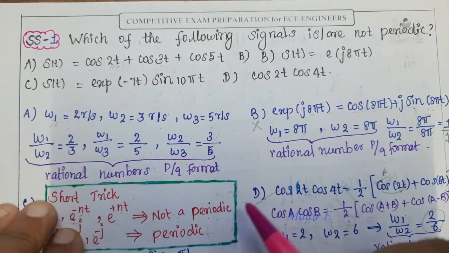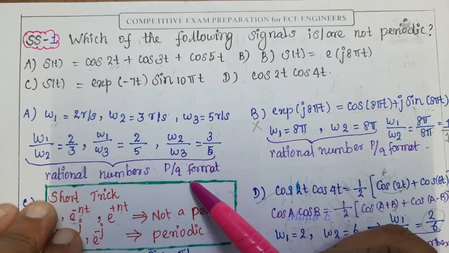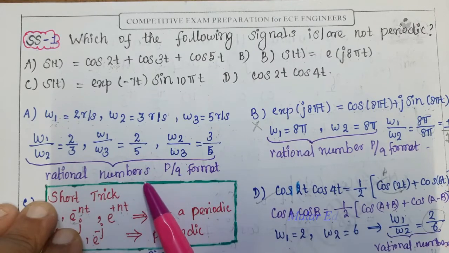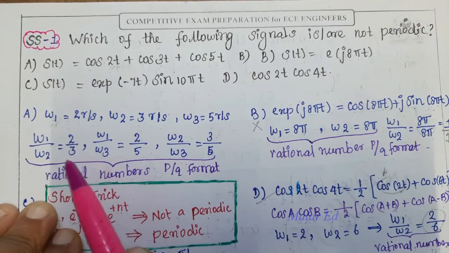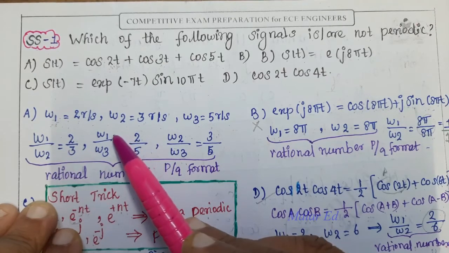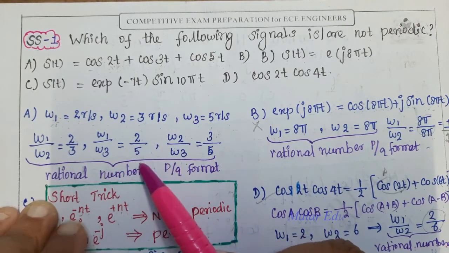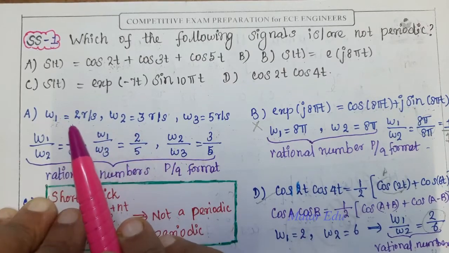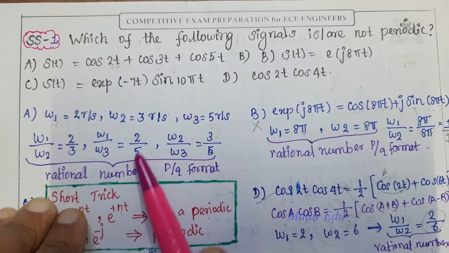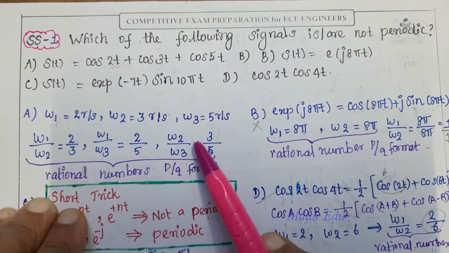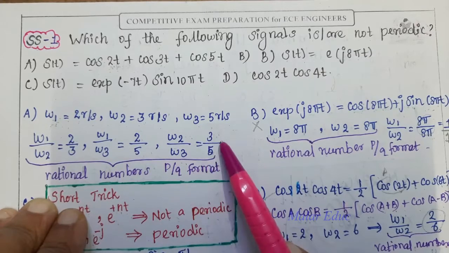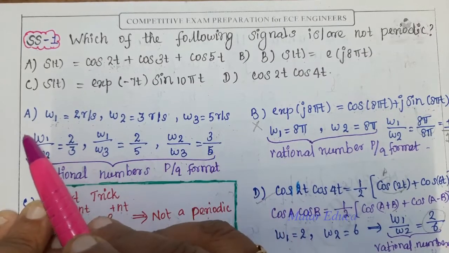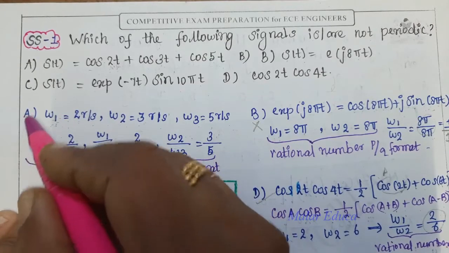We know periodic signals have frequency ratios in the form of p by q, that is, a rational number. So omega 1 by omega 2 equal to 2 by 3, which is a rational number. Similarly, omega 1 by omega 3 is 2 by 5. Then omega 2 by omega 3 is 3 by 5, also a rational number. Hence the first option is a periodic signal, so the first option is not the answer.